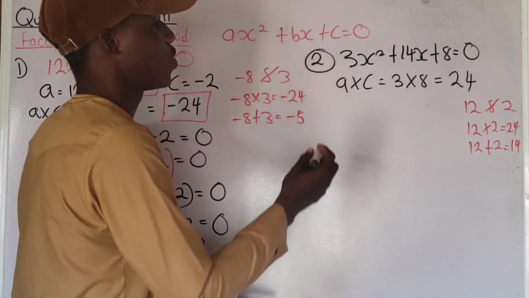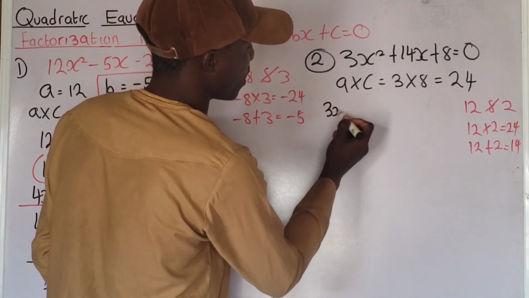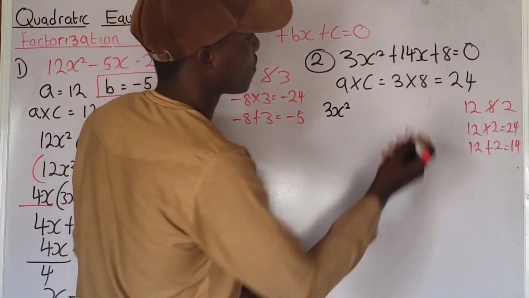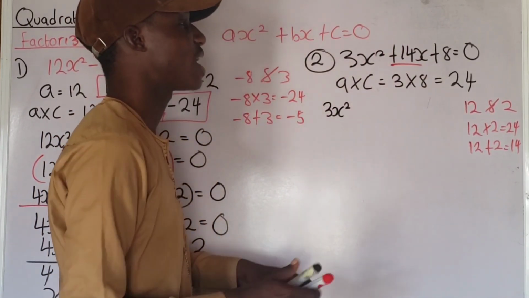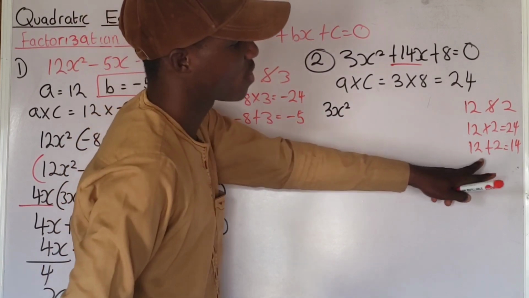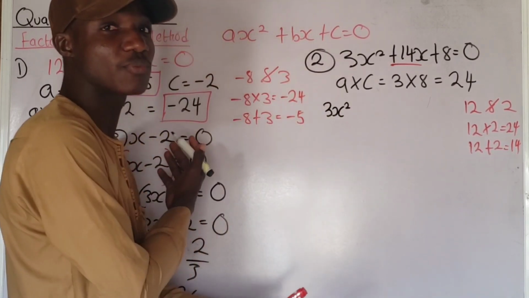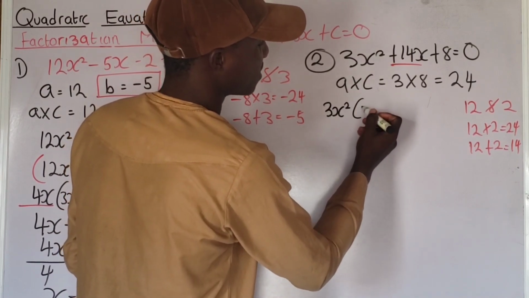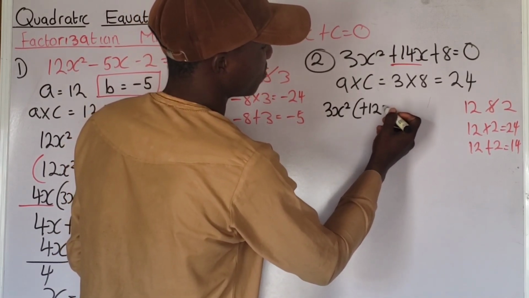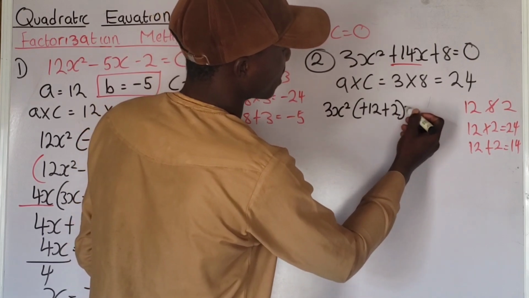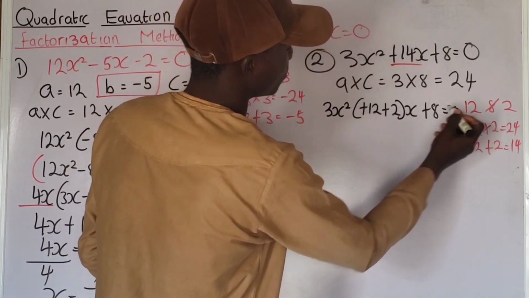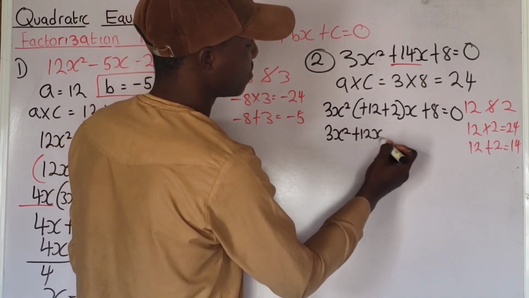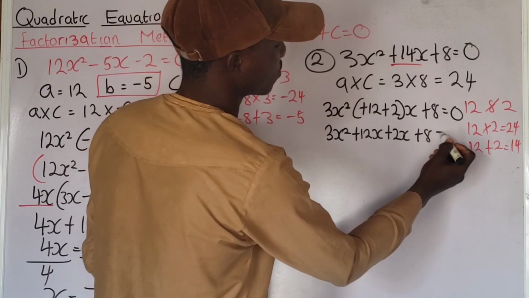So for this, I'm going to have 3x squared. I'm going to replace the second term, which is 14, by 12 plus 2, like we did for the previous example. So I'm going to have 3x squared plus, in bracket, 12 plus 2, times x plus 8 equals 0. I'm going to have 3x squared plus 12x plus 2x plus 8 equals 0.